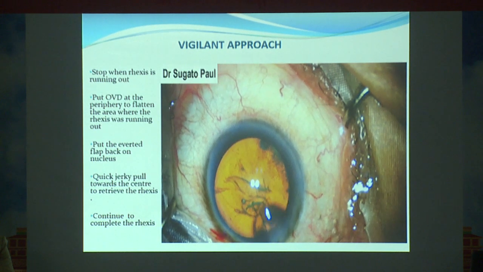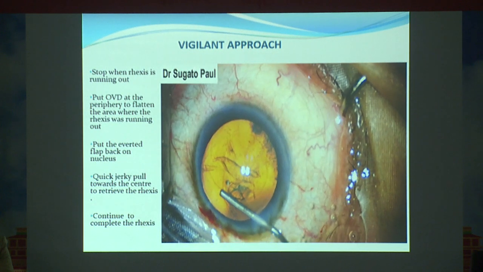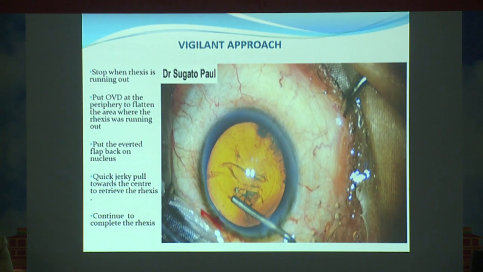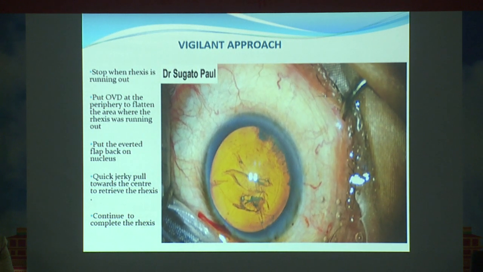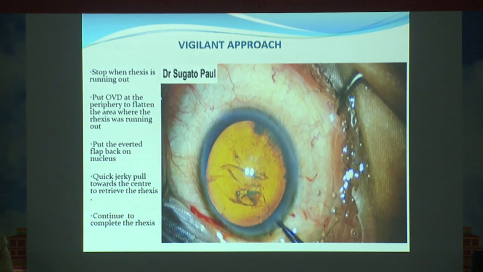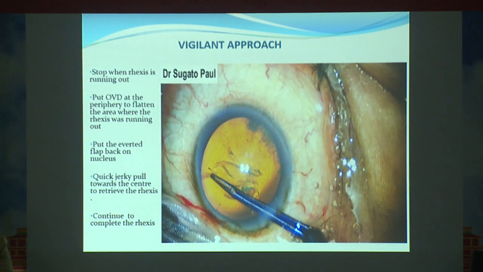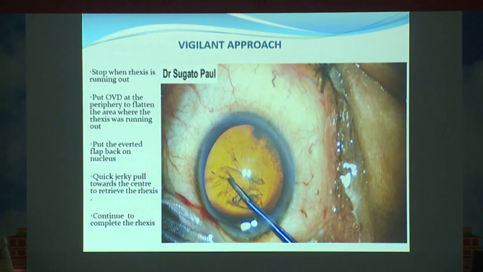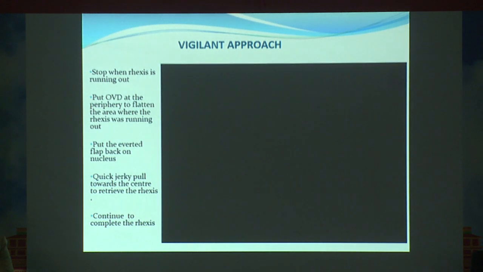So again, the same principle follows. You go in, put more visco where the rhexis was running out, flatten the capsule there, and then pull the rhexis in. So I have flattened the capsule, going with the forceps there, and a quick jerk to the center, and that is rescued. So that's how we rescue a run-out rhexis.